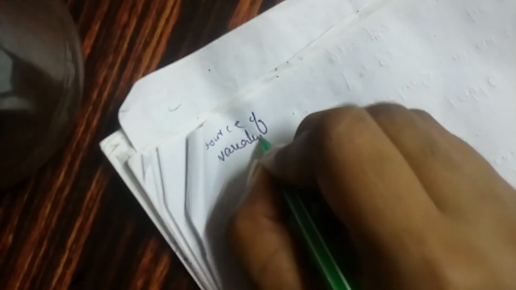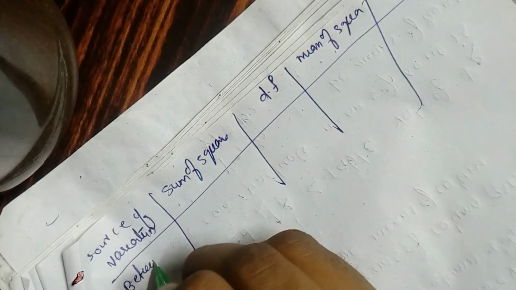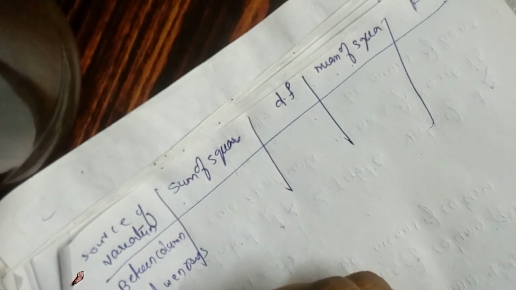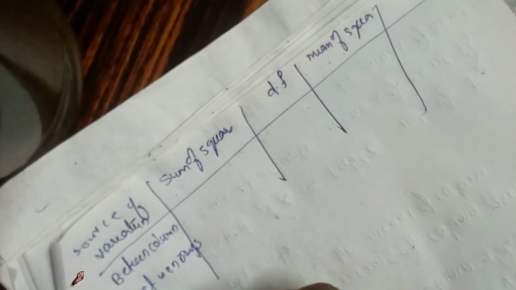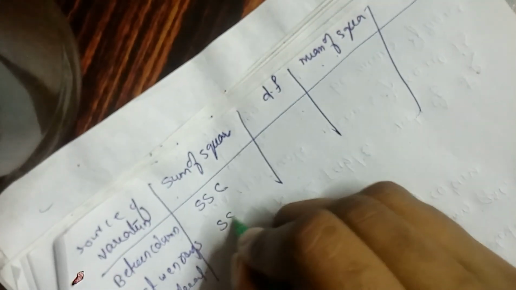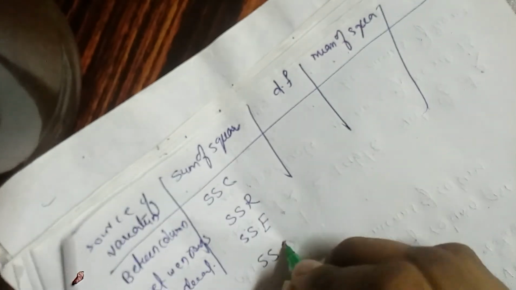First, the source of variation. Next, the sum of squares, degrees of freedom, mean of squares, and the F values. The sources are: between columns, between rows, and residual. Between columns is SSC, between rows is SSR, the residual is SSE, and the total is SST.